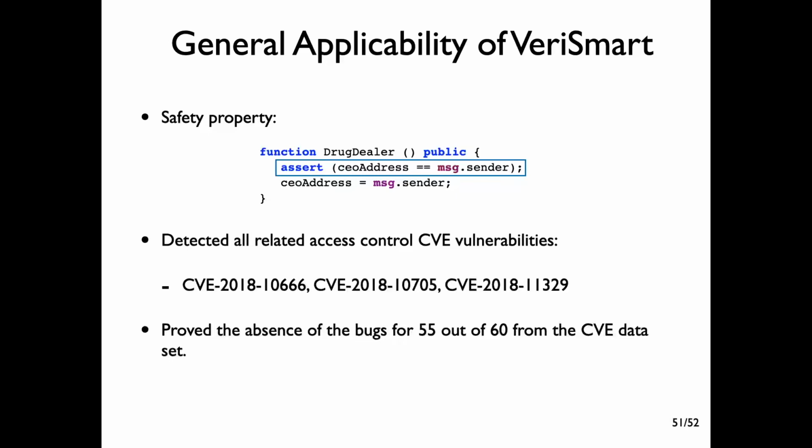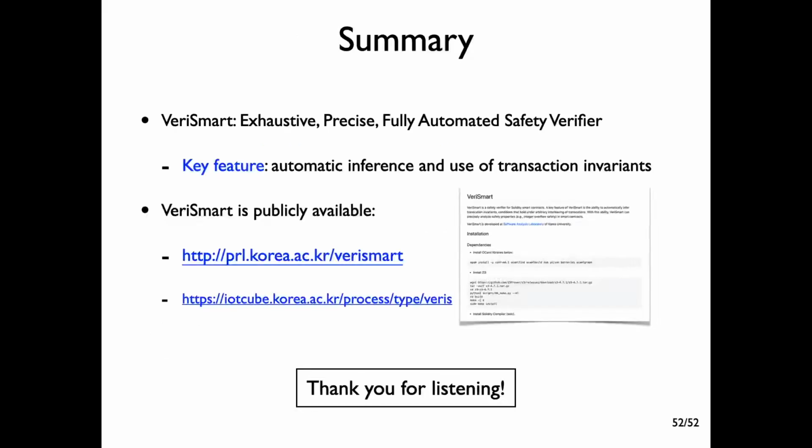In this way, VeriSmart found all CV vulnerabilities related to this bug scenario. In addition, VeriSmart proved the essence of the bugs for 55 contracts out of 60 from the CV dataset. To summarize my talk, I presented VeriSmart, an exhaustive, precise, and fully automated smart contract verifier. Its key feature is the capability of automatic inference and use of transaction invariants. With this feature, VeriSmart overcomes the inherent limitations of existing analyzers. VeriSmart is publicly available. Thank you for listening.